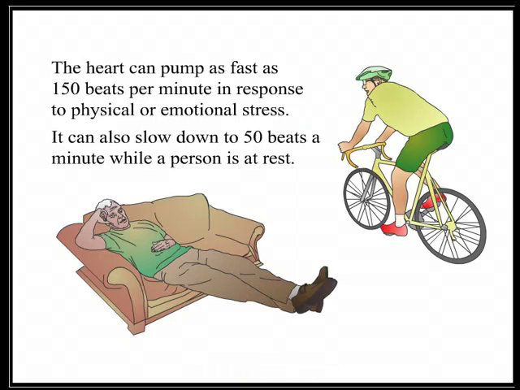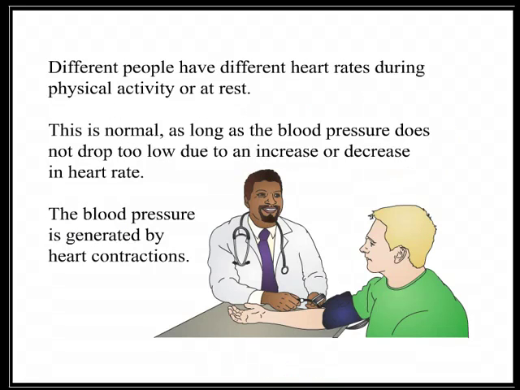The heart can pump as fast as 150 beats per minute in response to physical or emotional stress. It can also slow down to 50 beats a minute while a person is at rest. Different people have different heart rates during physical activity or at rest. This is normal as long as the blood pressure does not drop too low due to an increase or decrease in heart rate. The blood pressure is generated by heart contractions.